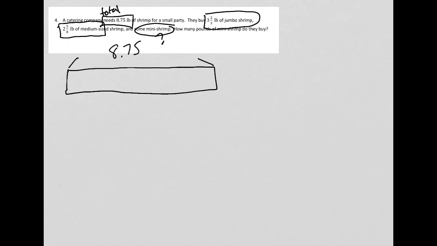So let's draw out our model. We know in total it's 8.75. And then there's jumbo, medium, and mini. Jumbo is 3 2/3. Medium is 2 5/8. And mini is our question mark. So we need to figure out how to find the mini shrimp.